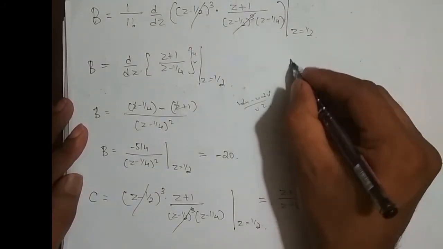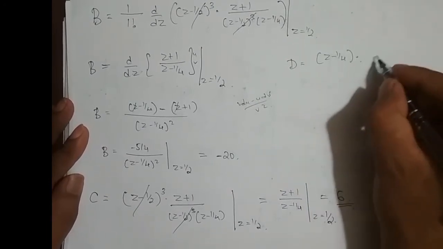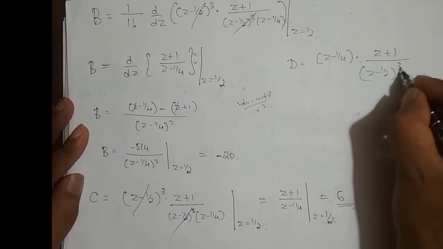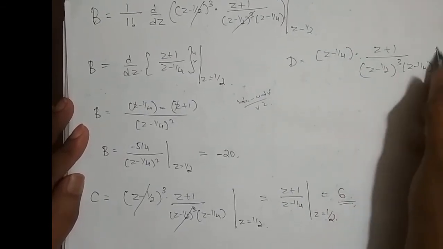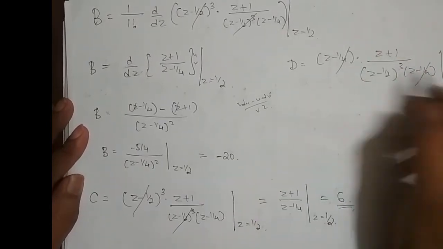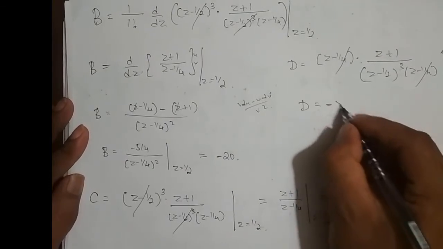And what about d? The d formula was (z minus 1 by 4) into x of z by z, which was (z plus 1) divided by (z minus 1 by 2) whole cube into (z minus 1 by 4), at z is equal to 1 by 4, right? So these two cancel out. So I have to put z is equal to 1 by 4. If I substitute z is equal to 1 by 4, I end up with minus 80.